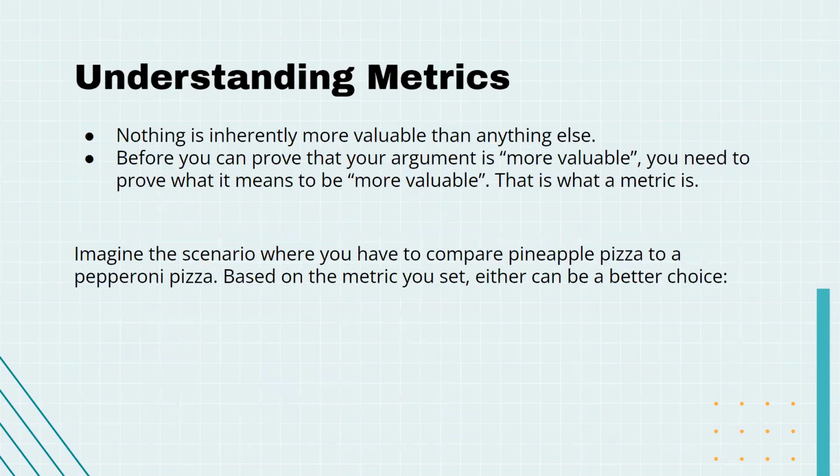Right. So moving on to setting metrics. When you're weighing arguments, there will not be any objective standard you can weigh any argument to. You can only weigh why an argument is more valuable based on the metrics you set, right? And I'll give you an example for this.